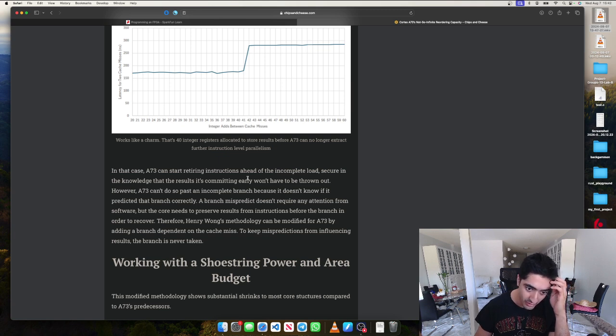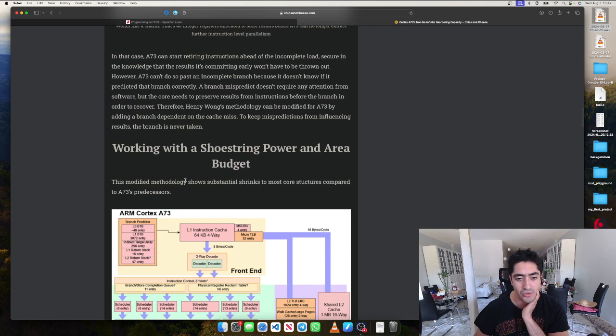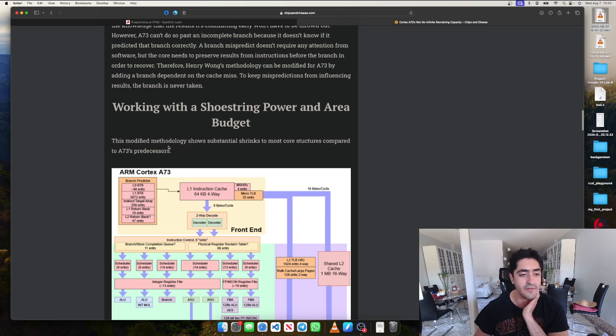Therefore, Henry Wong's methodology can be modified for A73 by adding a branch dependent on the cache miss. To keep mispredictions from influencing results, the branch is never taken, working with a shoestring power and area budget. This modified methodology shows substantial shrinks to most core structures compared to A73's predecessors.